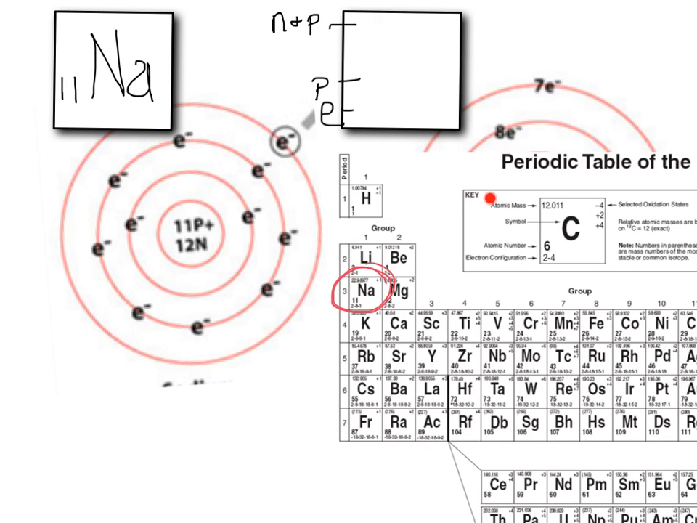on our periodic table, we must add together the protons and neutrons. The sum of 11 and 12 is 23. So this is a version of sodium called sodium 23.